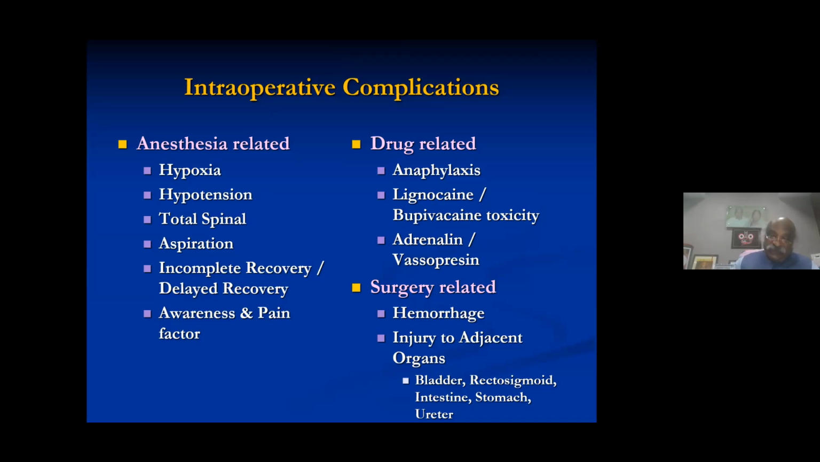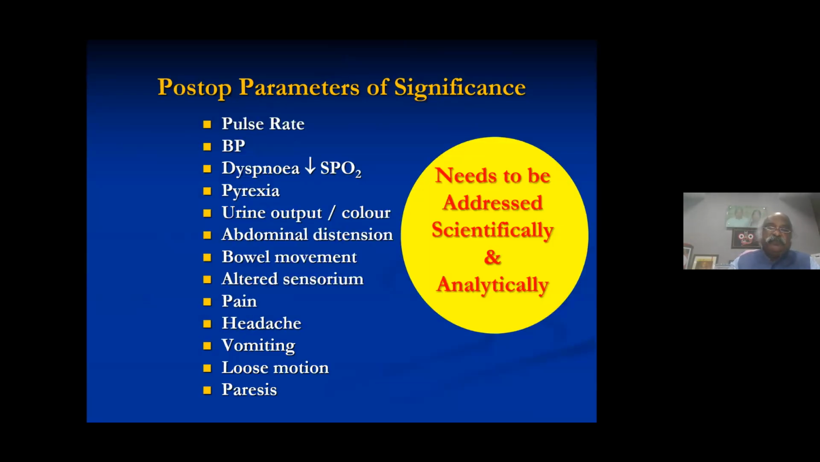And of course, surgery related: hemorrhage, injury to adjacent organs like the bladder, rectosigmoid, intestine, stomach. All these have to be known, because an unrecognized injury to the gut in the post-operative phase can give rise to septic shock, and we get a mortality, a fatality for that. So the post-op parameters of significance need to be addressed scientifically and analytically.